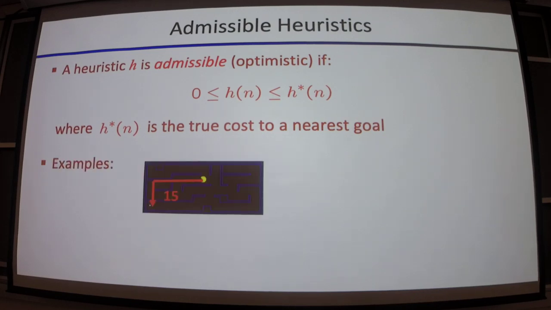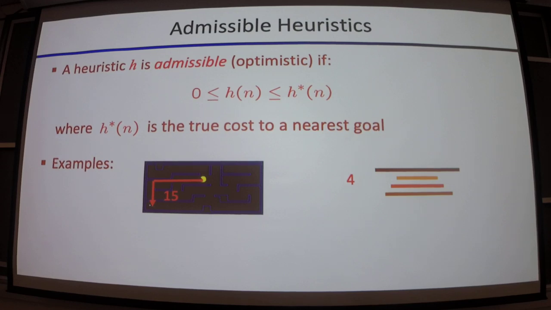So some examples. Manhattan distance in Pac-Man is admissible. Why? Definitely, because that is the minimal number of actions it would take in an unconstrained world to get to the goal, because it can only go left, up, down, right. This heuristic I defined for the pancakes is also admissible. What about Euclidean distance in Pac-Man's world? Is that admissible?